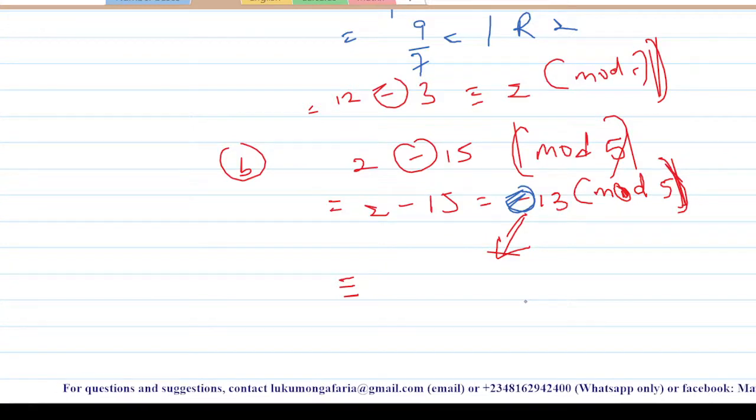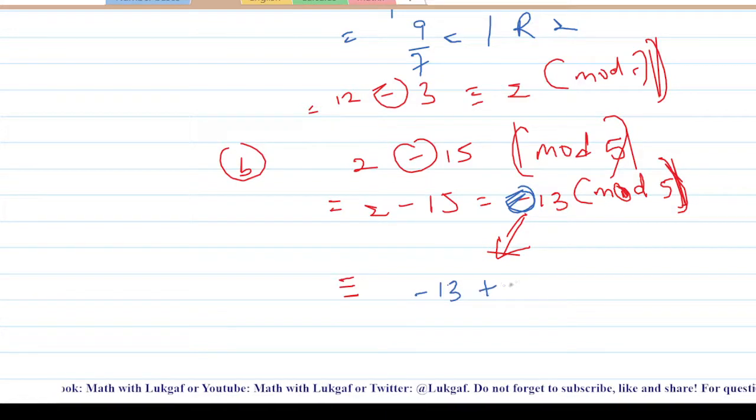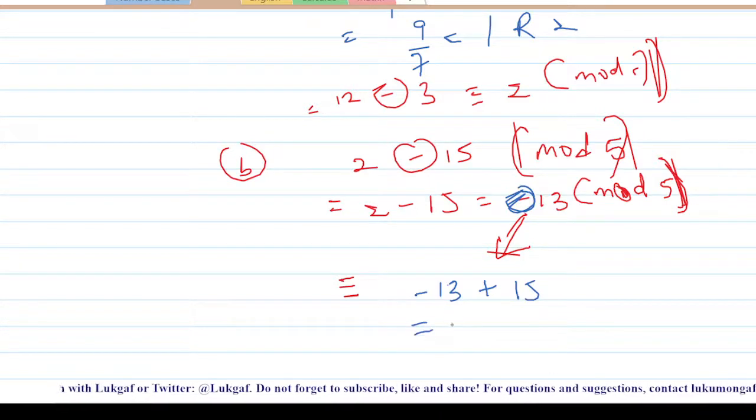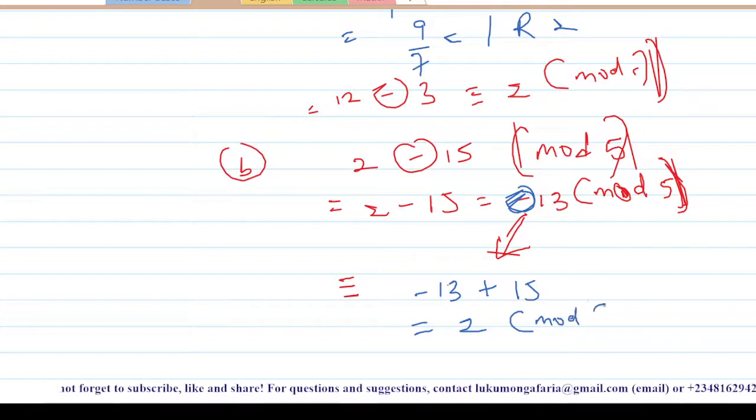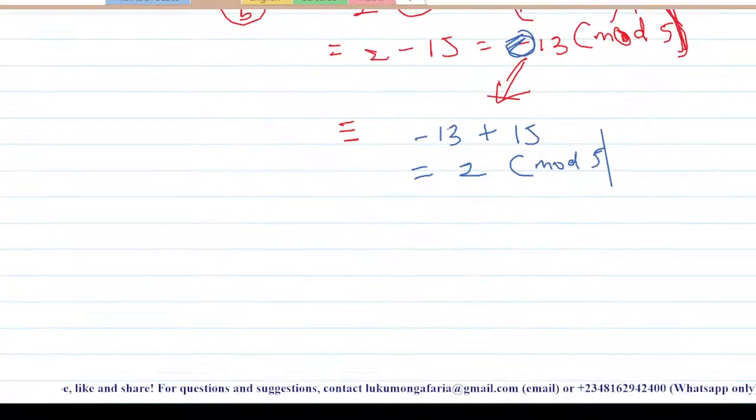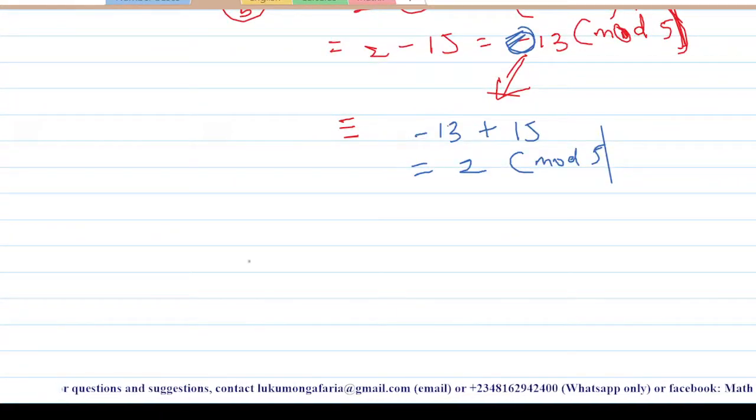You know we have 10 and 15, but I told you, you are going to consider the one that is greater than 13. In this case, it is 15. Then you now say minus 13 plus 15. So if you add, minus 13 plus 15 will give you 2. Then your answer will be 2 mod 5. You can see it is very simple. Let me give you another example.